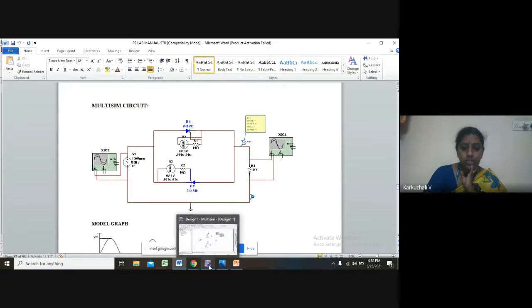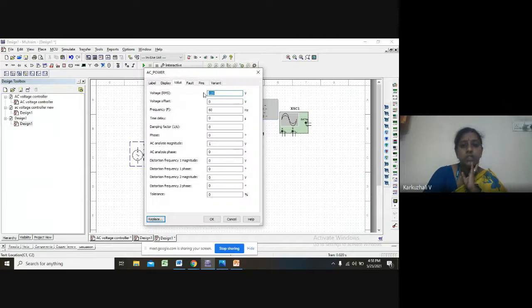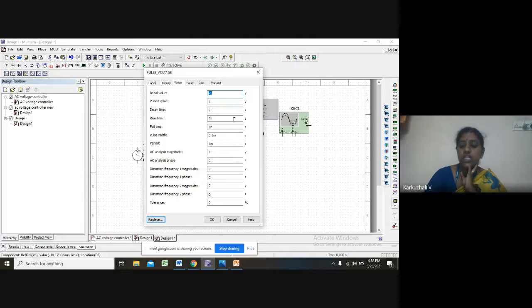Now before connecting the circuits, we have to go and change the values. So this AC input supply 120 volts, we will give it as 100 volts. Okay, so we'll give it as 100 volts, and the frequency is also 50 hertz. Okay. Next, give OK. Similarly, for the pulse generator, the initial value we are going to place as 0 volts. Pulse value, we can keep it as 1 volt.